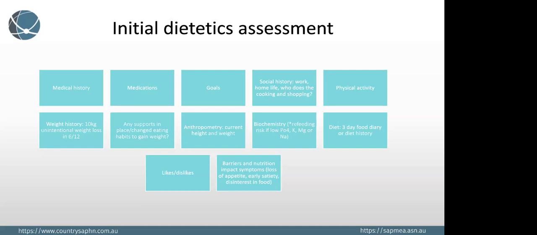Physical activity, again, is she doing anything, probably with the physio most likely, that's going to affect her intake or burn a lot of calories that we need to be aware of? Weight history, so I've mentioned here she's had this weight loss and it's all in 6 months, pretty quick. Any supports in place, changed eating habits to gain weight? So has she, before seeing us, been doing anything that's been helping, not helping, and what's worked in the past? So her anthropometry, again, I've talked about her height, weight, and BMI.